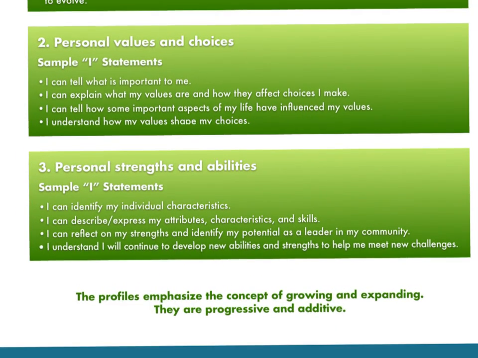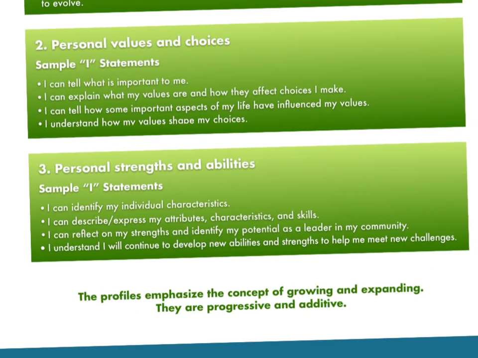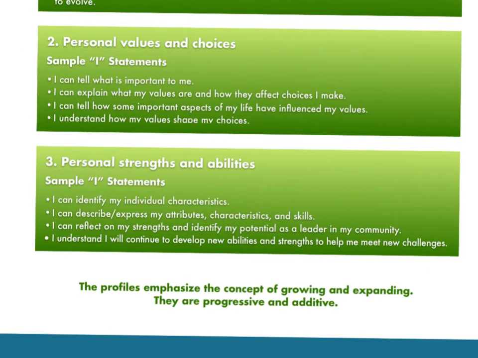The final characteristic is personal strengths and abilities, and this could really tie into our preparation for student-led conferences, where you are going over where your strengths are, where your goals are, what the things are that you're proud of. So some examples of things that you could do in this area are identify your individual characteristics, describe and express my attributes, characteristics, and skills.